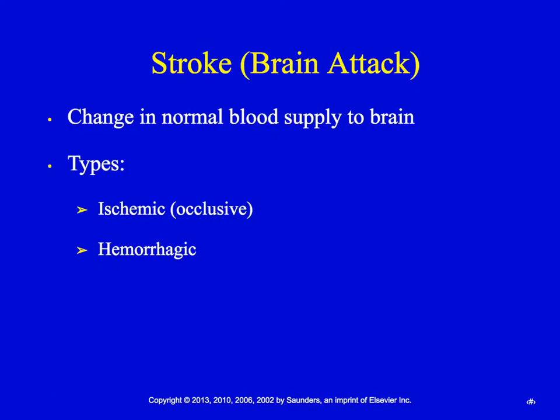Okay, a stroke or brain attack, like I said in the last slide, is typically due to an ischemic event, which means it's occlusive. So there's a thrombus in there that has completely occluded a vessel in the brain and is causing neurological deficits in the patient. It's important to understand that there are two types of brain attacks or stroke. There's ischemic and there's hemorrhagic.